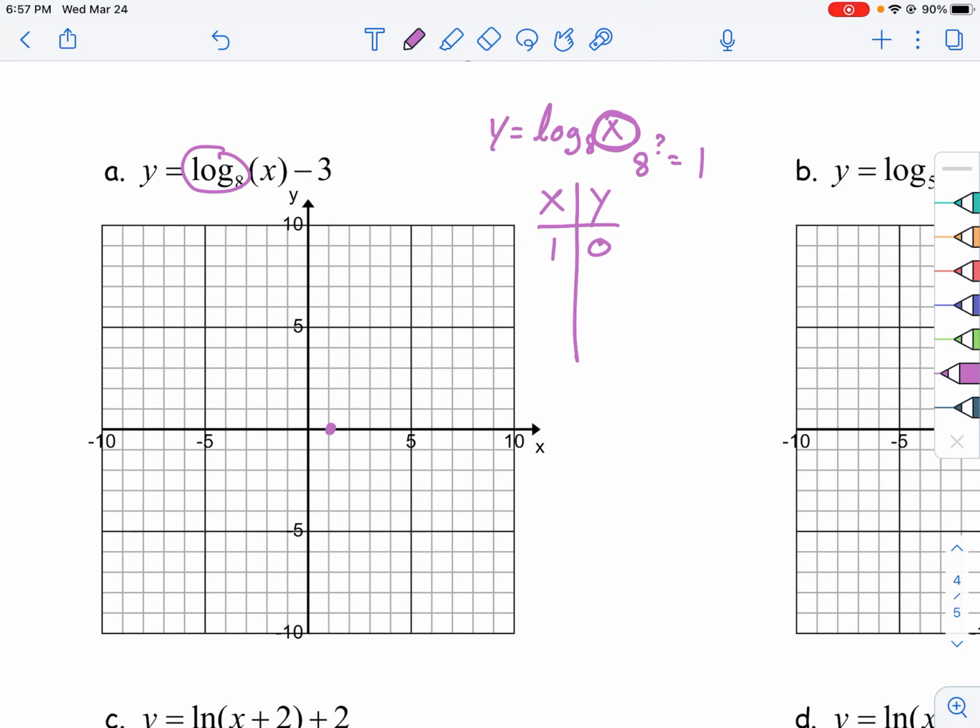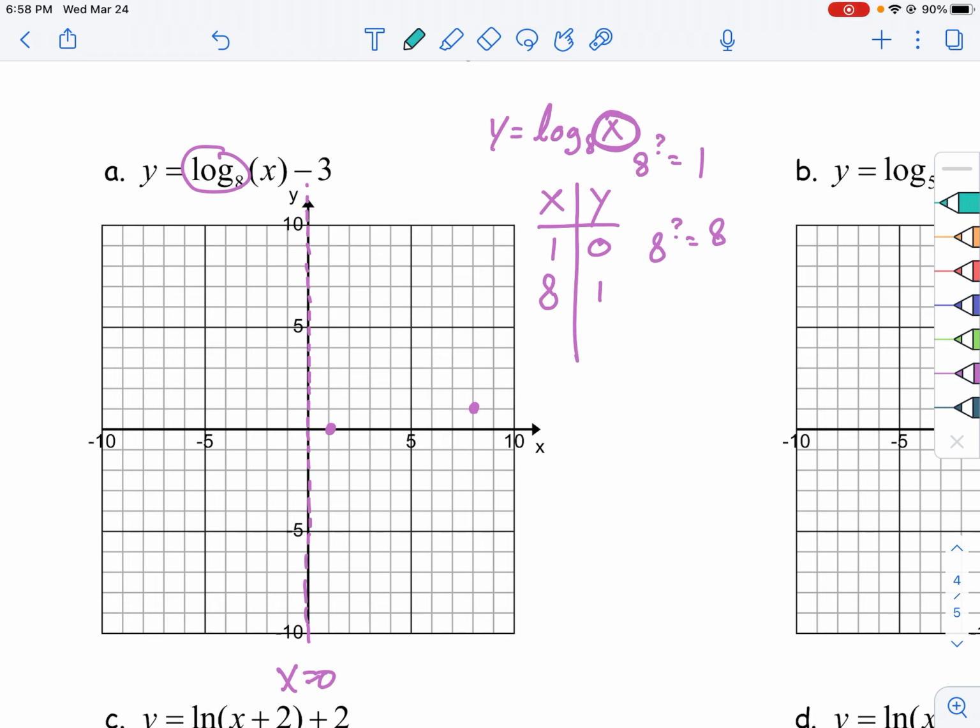All right? The next point, the next easiest thing to plug into there is 8. Right? Because this is 8 raised to what power gives us out 8? And that is going to be 1. So we go over 8 and then up 1. Okay. Our vertical asymptote is right on this line, x equals 0. Right? This is the line x equals 0. We have our 2 points. There is no horizontal asymptote here.